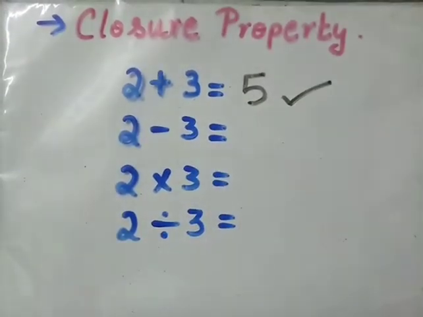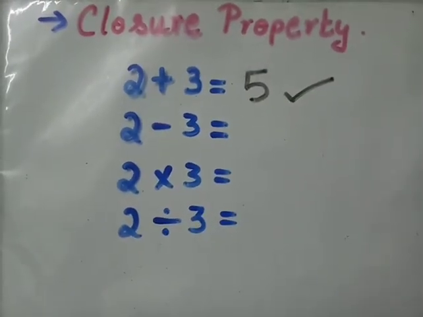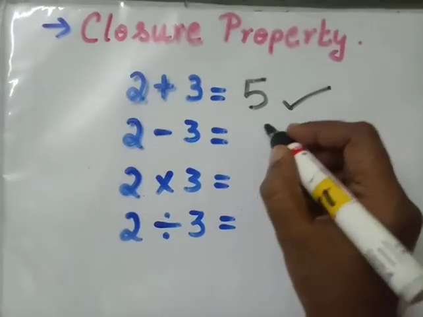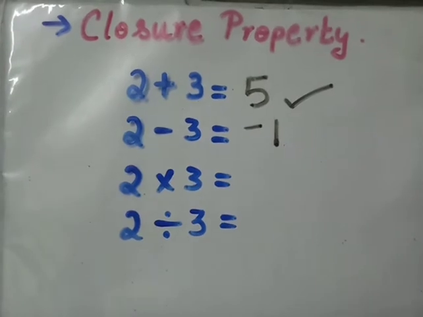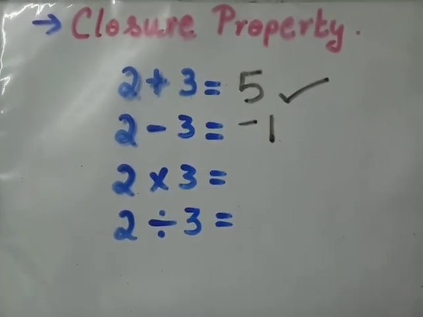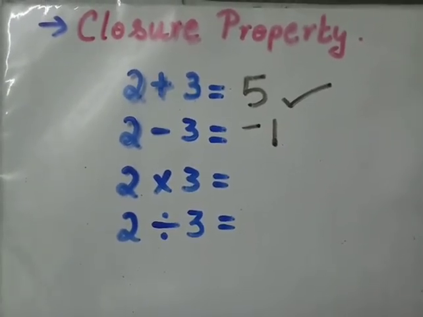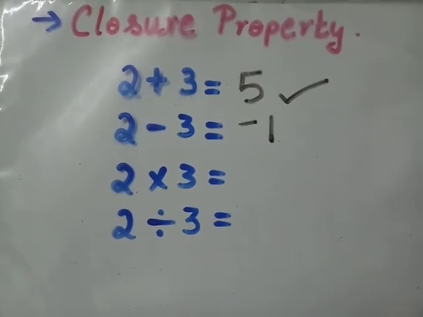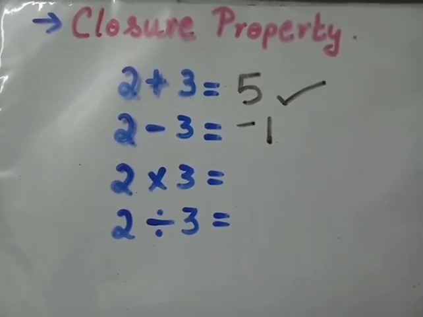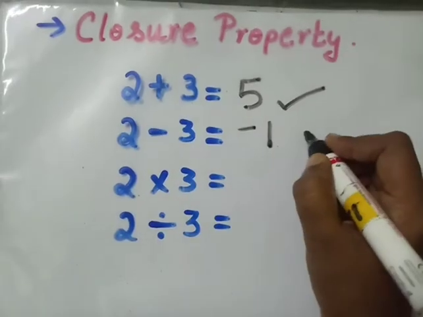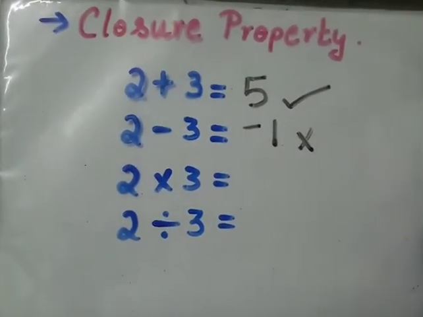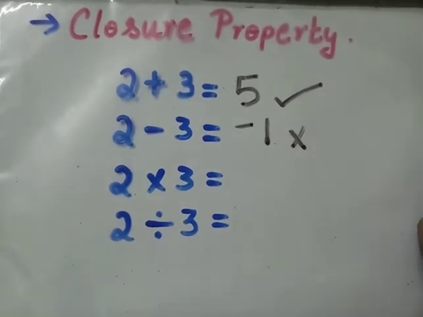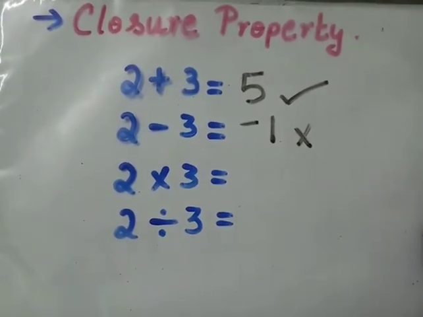Now let us see what is 2 minus 3. 2 minus 3 is what? It will be negative 1. So negative 1, as you know, is not a whole number. Whole numbers start only from 0. Negative 1 is a negative number, so it's not a whole number. That means subtraction is not applicable under closure property.